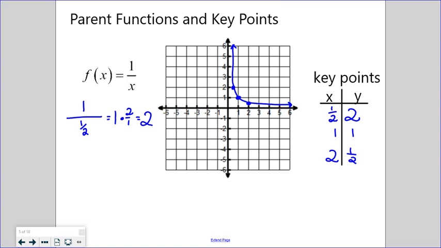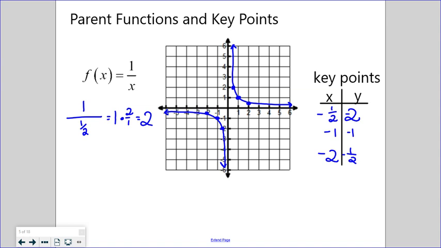When I go to the other side, I plug in the same 3 x's, except I plug them in as negative numbers. So if I plug in -1/2, my result is going to be -2. If I plug in -1, the result is -1. And if I plug in -2, the result is -1/2. And I get those same 3 points in the corner, but in quadrant 3 instead of quadrant 1. Slide along my axis, go through those 3 points, slide along my axis. And the combination of those two pieces is your 1 over x graph.